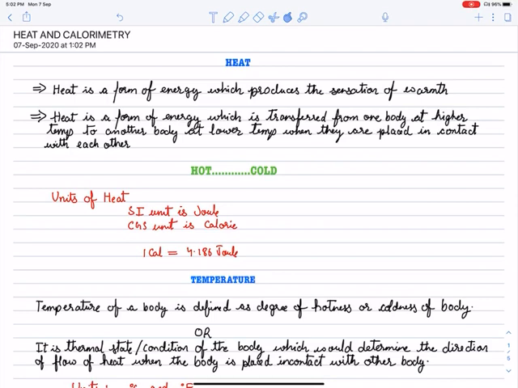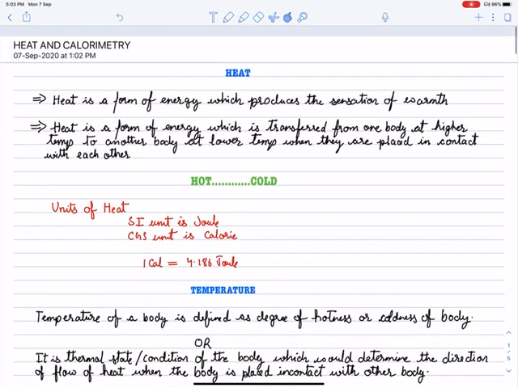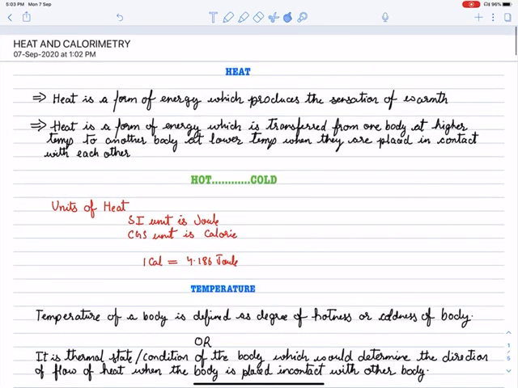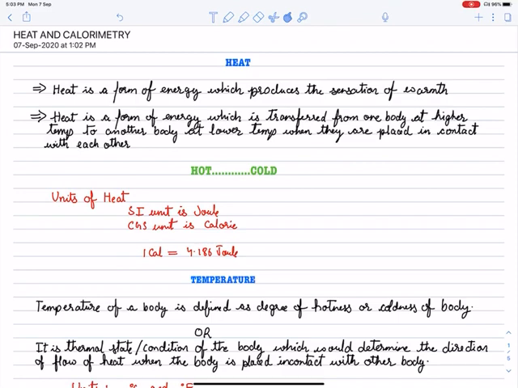In this video, first we will discuss what is heat, what is the basic definition of heat. So, heat is also an energy. We can make a definition like heat is a form of energy which produces the sensation of warmth. Actually, this is not a physics definition, but you can take it to understand the meaning of heat. Now we will discuss what is the proper definition of heat.